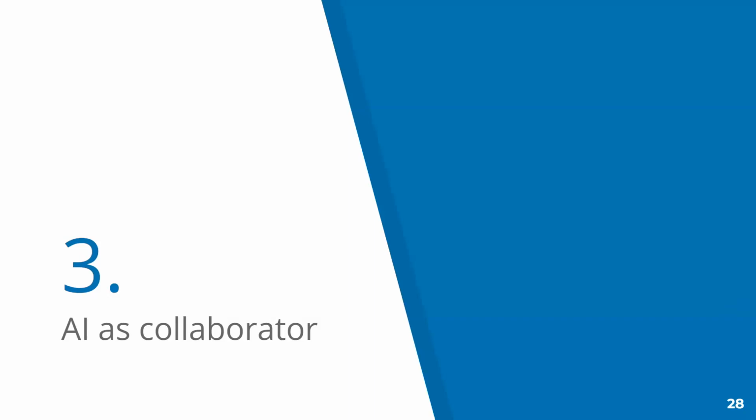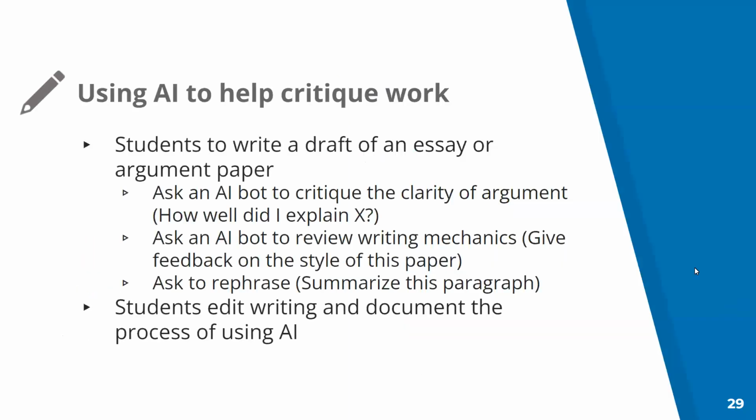So, like I said, I'm going to start with talking about different ways you can think of incorporating AI as a collaborator for assignments. So the first example I'll talk about is using AI to help critique work. And this is when you would have students maybe write a first draft and then use AI as a critique.